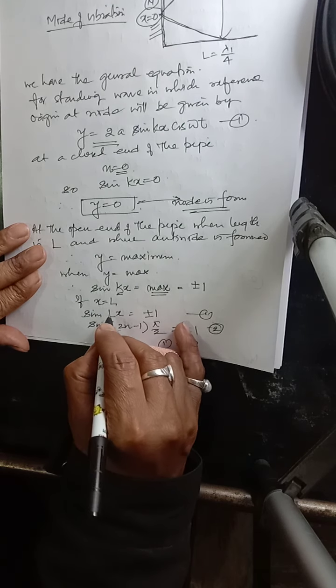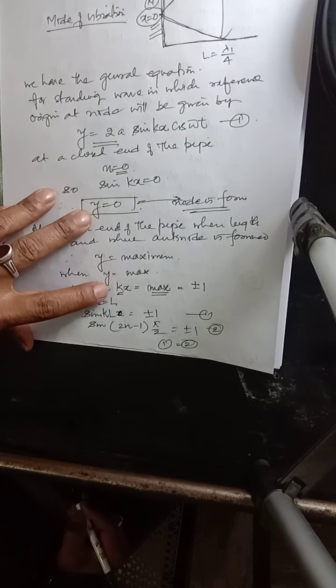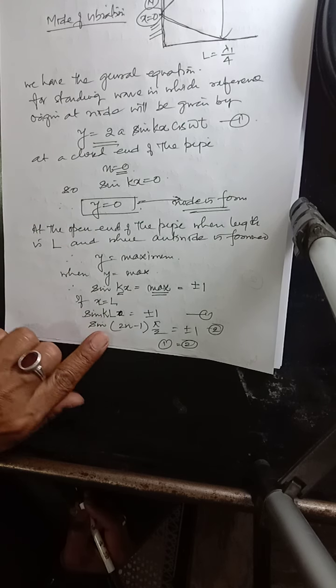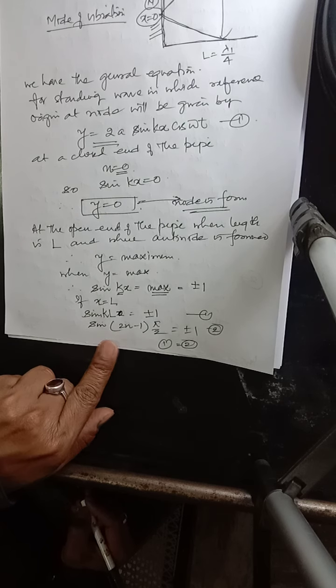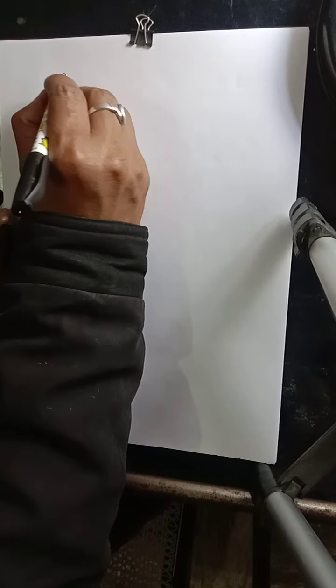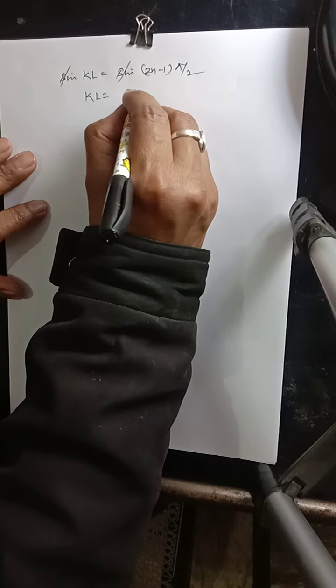x is equal to L. So it is kL. k is the constant and in place of x we will put L. So sin(kL) is equal to plus or minus 1, and this is the sine function where the value is plus or minus 1. We will equate these two things. Which means sin(kL) is equal to sin of (2n minus 1) pi by 2. Sine is cancelled out. kL is equal to (2n minus 1) pi by 2.